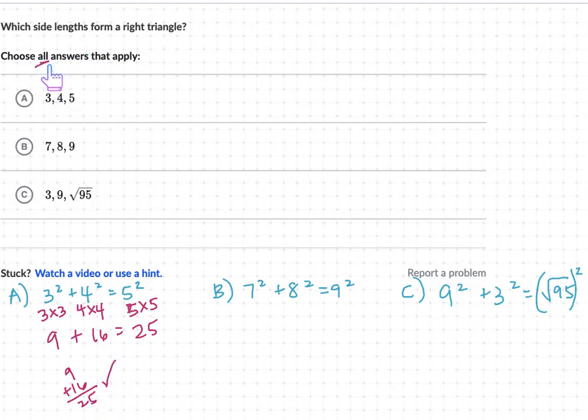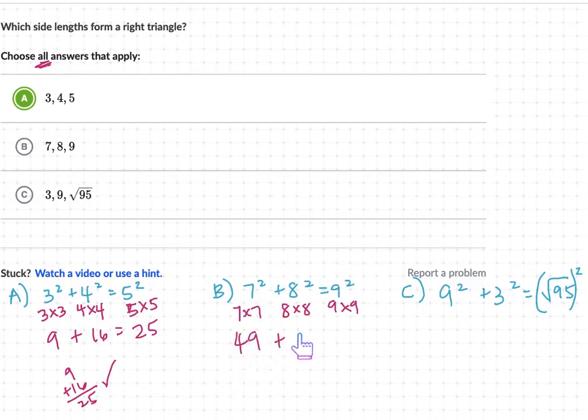It says choose all the answers that apply though, so some other one might work as well. This is 7 times 7, this is 8 times 8, and this is 9 times 9. I want to write it out in case I do something silly on a quiz and think it's 7 times 2, 8 times 2, 9 times 2. This is 49 plus 64 equals 81. 49 plus 64, oh, I can already tell that's not going to work because this is a 3 at the end.